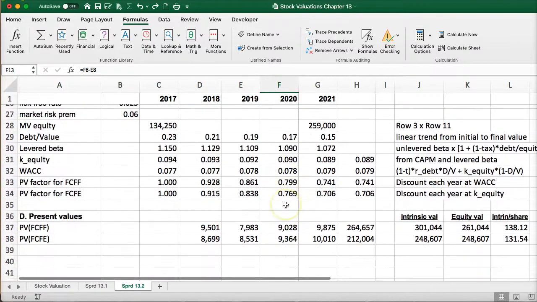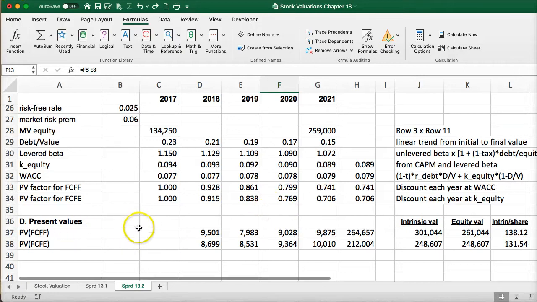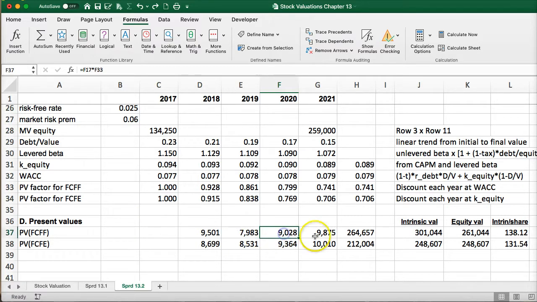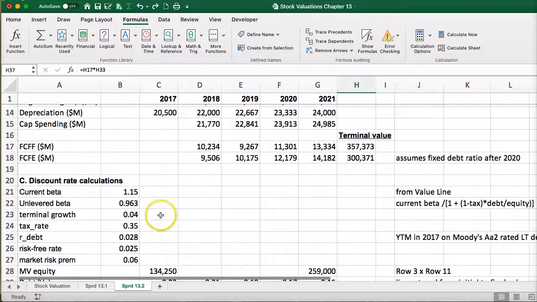So you might want to poke around the spreadsheet, look at these calculations, and refer back to the chapter, so that way you have not just the description of what these formulas mean and how to calculate them, you also see the example of how they're calculated in Excel.